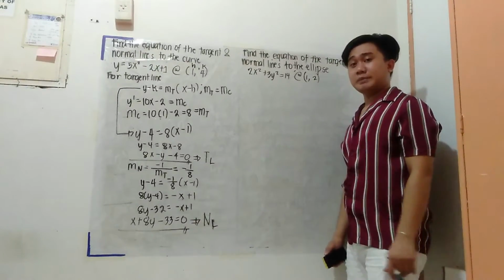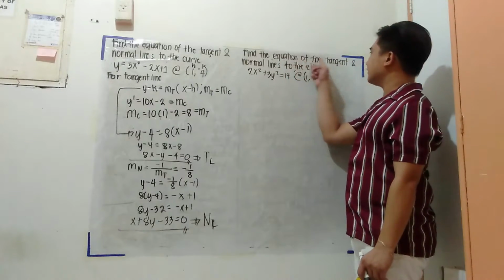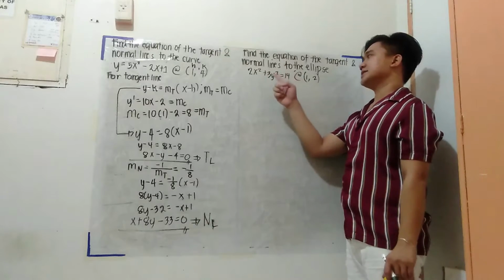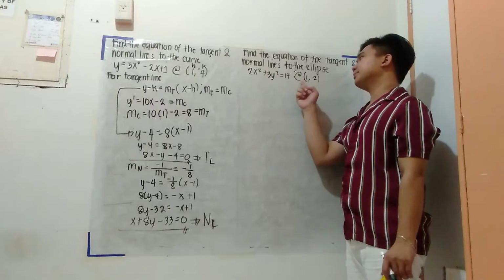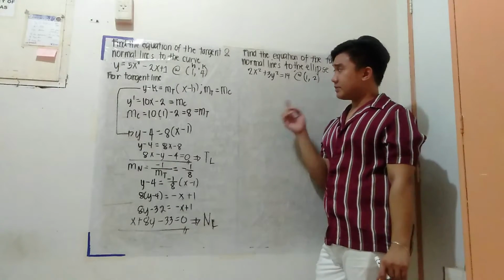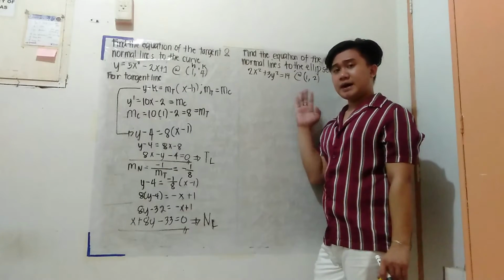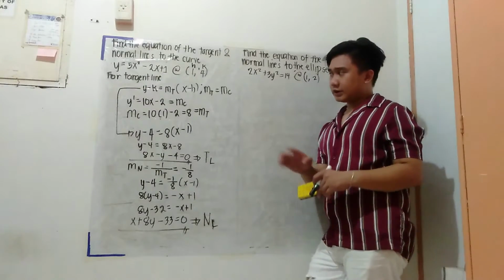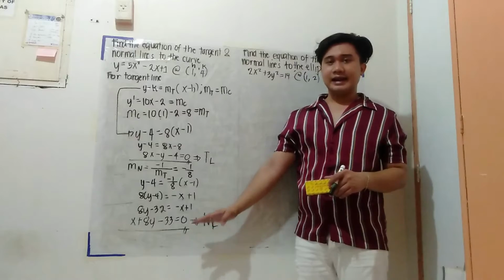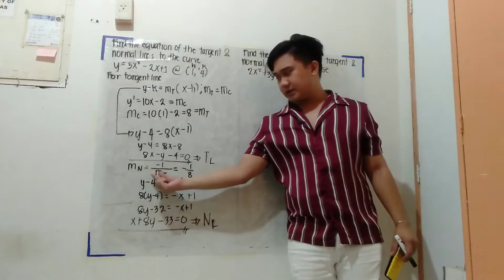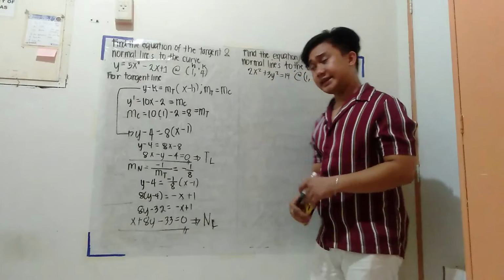Okay, so second problem. Find the equation of the tangent and normal lines to the ellipse 2x squared plus 3y squared equals 14 at point 1, 2. So again, meron po tayong equation at meron ulit tayong point. At pinapahanap ulit ang equation ng tangent line and normal line. So katulad sa problem na to, kailangan nating alam that MT is equal to MC and that MN is equal to negative 1 over MT.